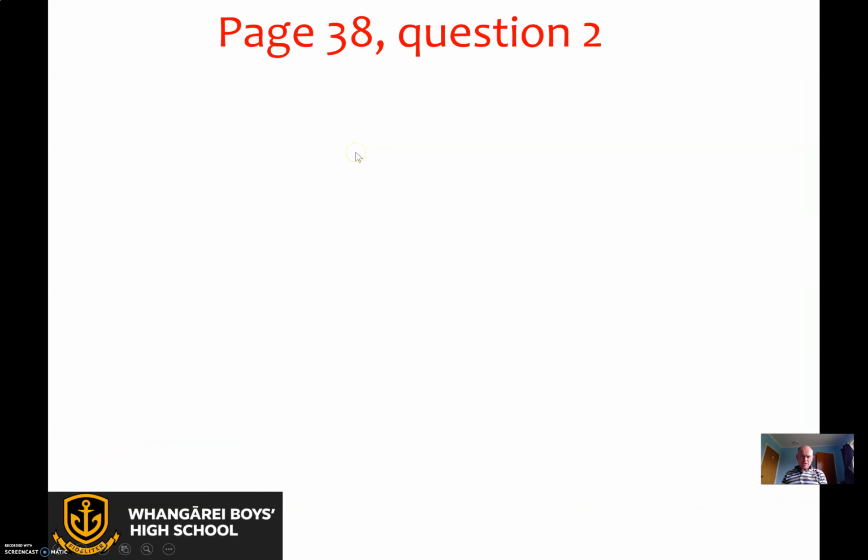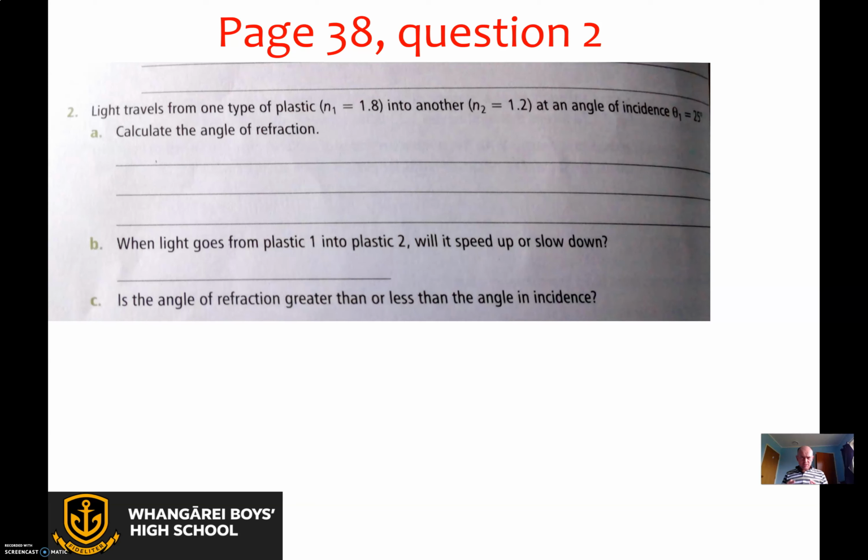The question is quite a tricky little one. What I've done is I've scanned in or taken a photograph and dropped it in here of the question. So light travels from one type of plastic with a refractive index of 1.8 to another with a refractive index of 1.2 at an angle of incidence of 25 degrees. Well, it's hard to see, sorry. I'm not going to do them in the right order. I'm going to do A last.